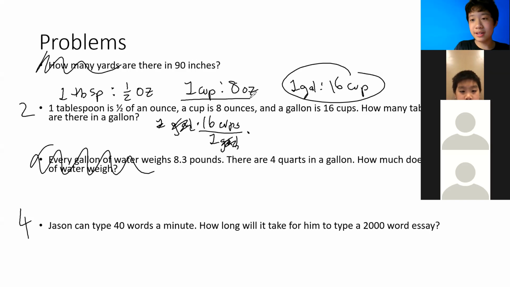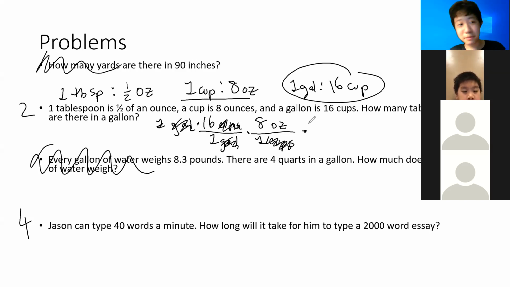Now I can use this one to turn cups into ounces. I'm going to put cups in the denominator again, so I can get rid of them: 8 ounces. As you can see here, the words cup are going to cancel out. Now I'm going to turn ounces into tablespoons finally. And this part is where a lot of people messed up.